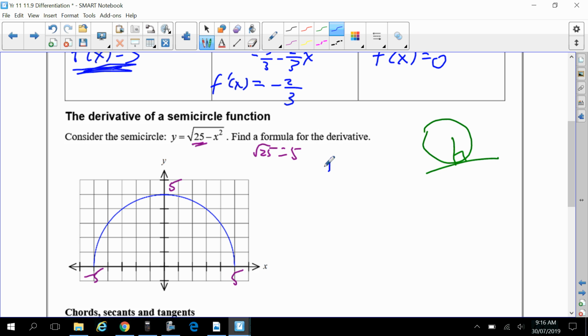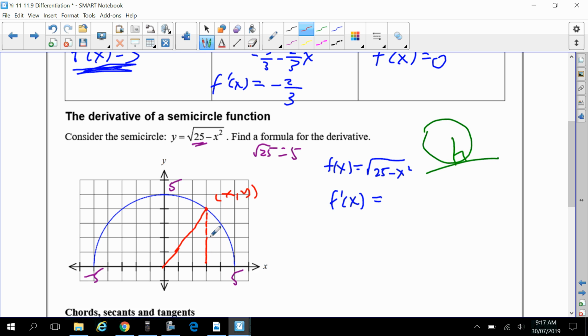So if f of x is this thing, what's f dash of x? That looks so complicated, but you will see it's actually quite easy. Watch this. We start off with a general point (x, y), because the derivative, the gradient function, calculates the gradient at any point. So we connect the origin to this point, which is the radius.